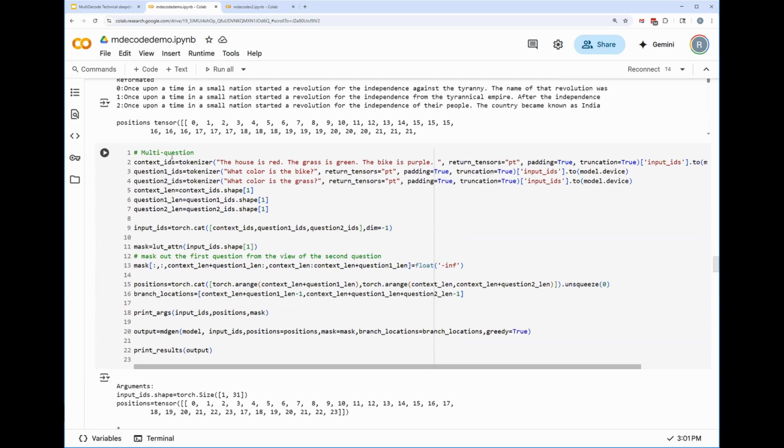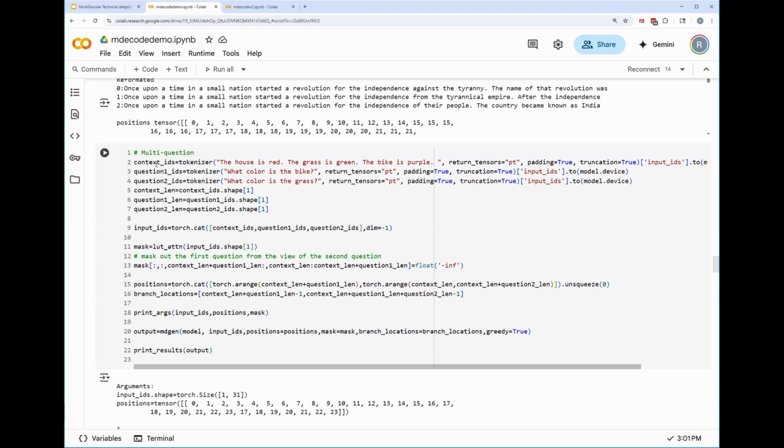So here's a multi-question. This is the idea of one context and multiple questions asked about that context. And what we're going to see is we can answer those in one forward pass, answering both of them simultaneously on each forward pass.